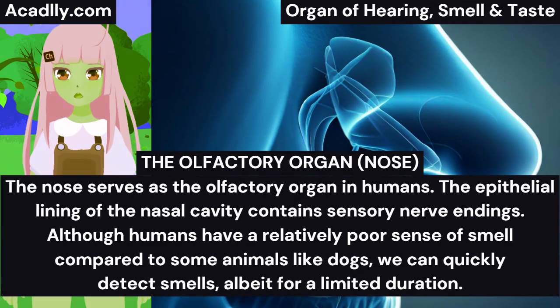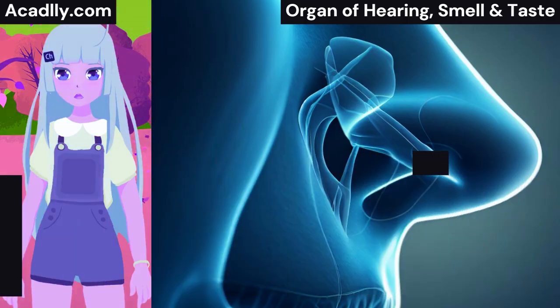The olfactory organ, nose. The nose serves as the olfactory organ in humans. The epithelial lining of the nasal cavity contains sensory nerve endings. Although humans have a relatively poor sense of smell compared to some animals like dogs, we can quickly detect smells, albeit for a limited duration.